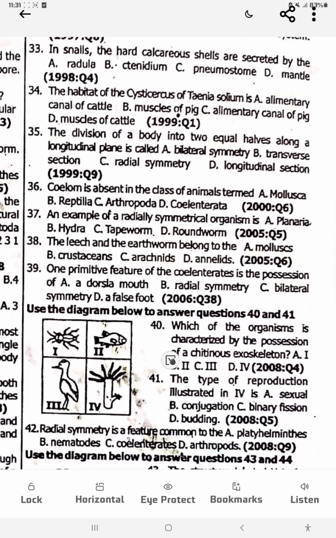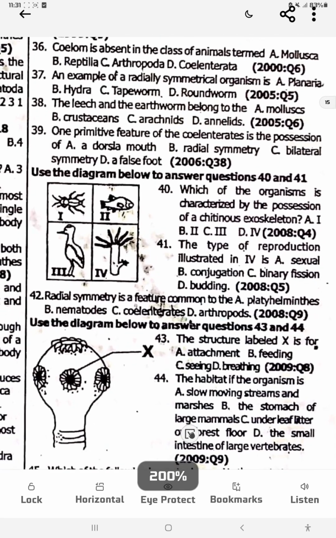40, use the diagram to answer the question. Which of the organisms is characterized by possession of chitinous exoskeleton? 40 is option A, insect. 41. The type of reproduction illustrated in IV, this one is like a hydra, budding, option D. This type of reproduction is called budding. Remember, one part grows, cuts out, and grows to become another full adult.